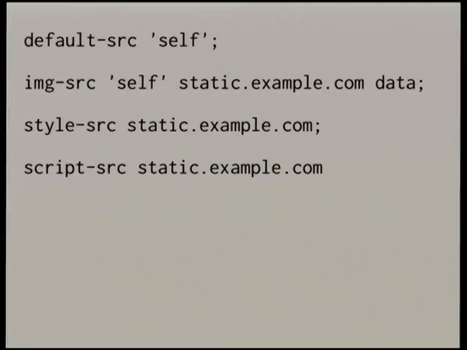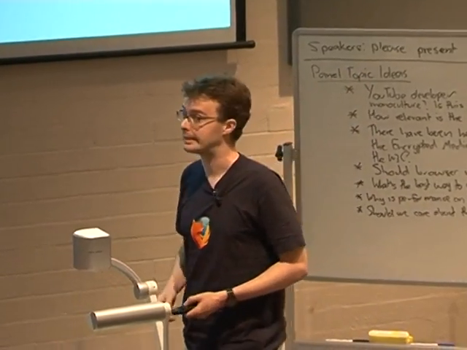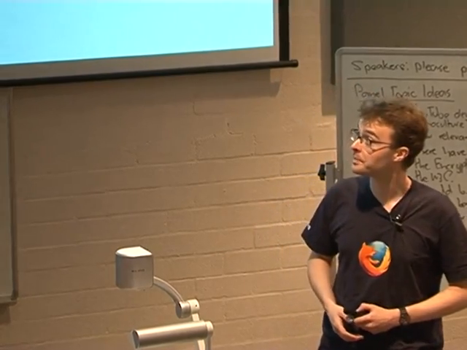So maybe in your case, you can do something like this, where by default you only accept self, and then images can come from all these places, but scripts and styles only come from a single domain, like maybe a CDN or something like that. So you can evolve your policy to make it a bit stricter, because if you start with a loose policy, it's still better than no policy at all.